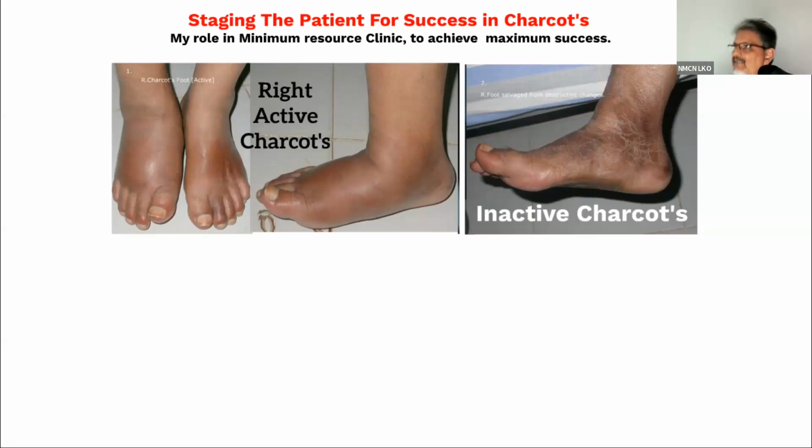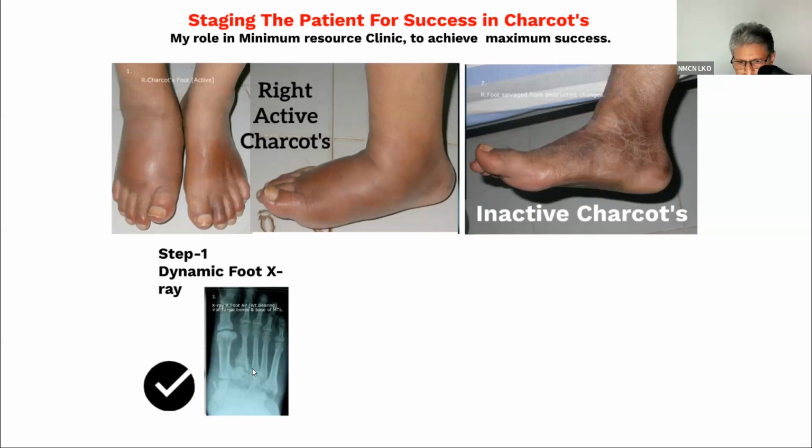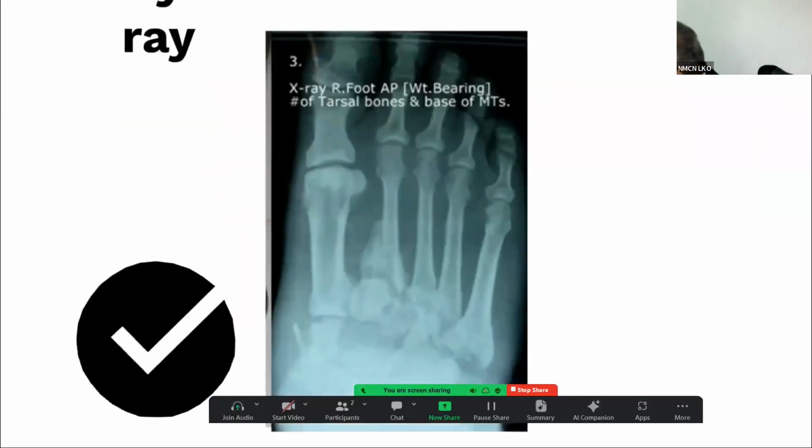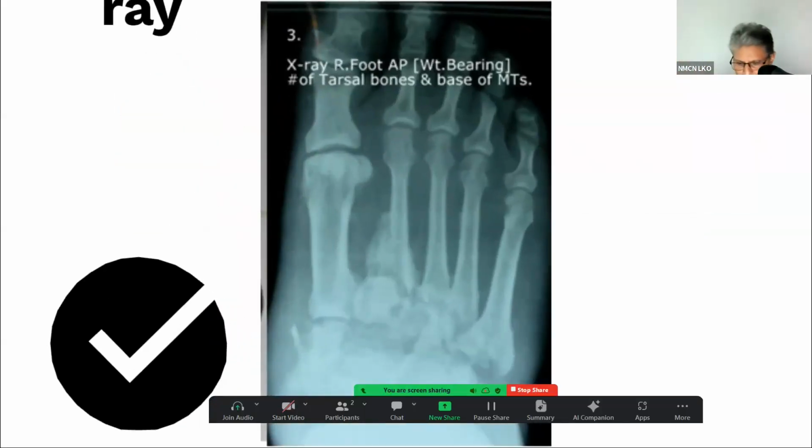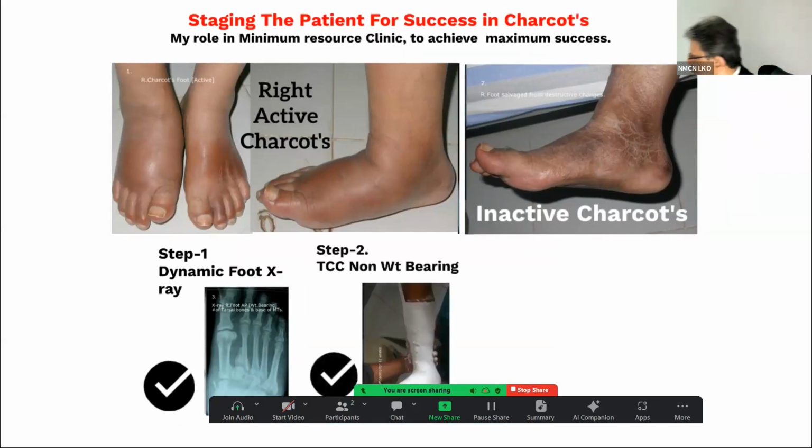Number one, dynamic X-ray, where it is very clearly seen. You can also appreciate all the tarsal bones are fractured. So immediately, we have to put him in TCC. So total contact cast, everything non-weight bearing.